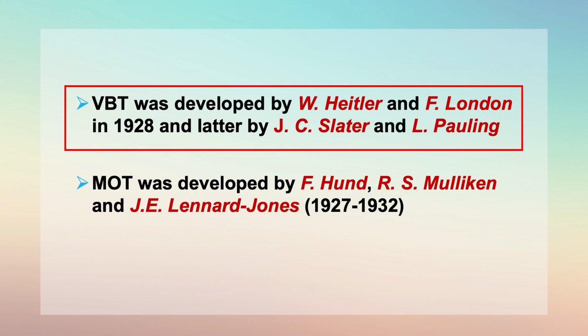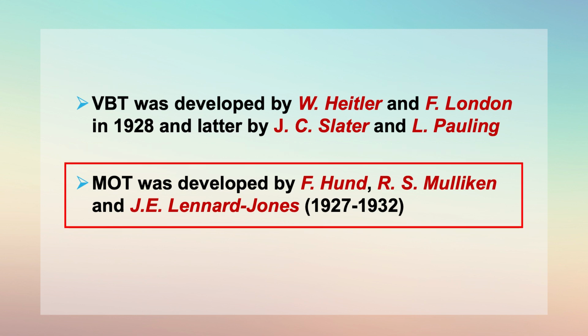Valence bond theory was developed by W. Heitler and F. London in the year 1928 and later by J.C. Slater and Linus Pauling. Molecular orbital theory was developed by F. Hund, R.S. Mulliken and J.E. Lennard-Jones between the years 1927 to 1932.